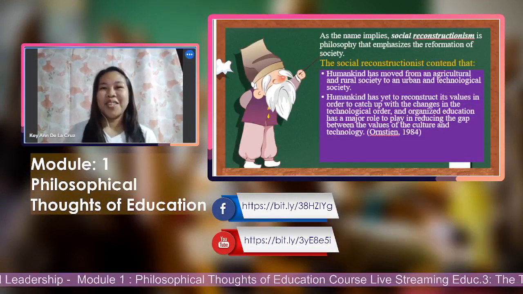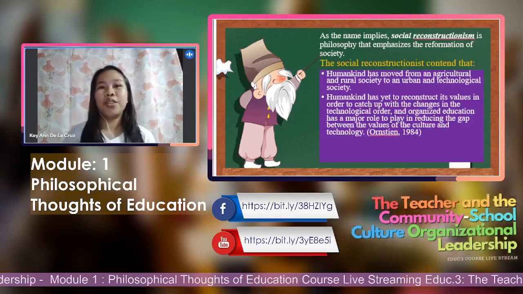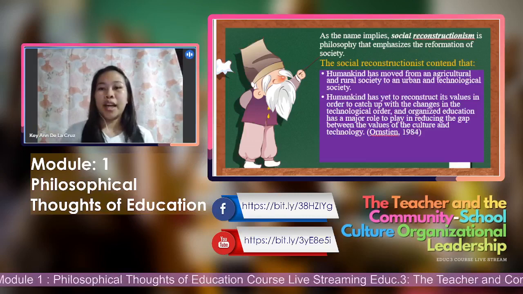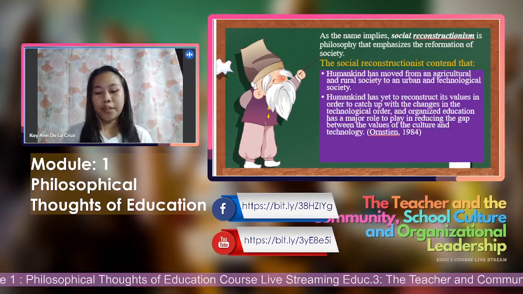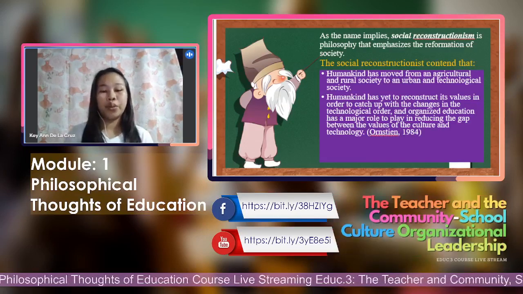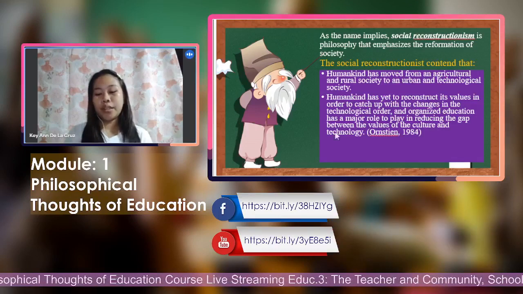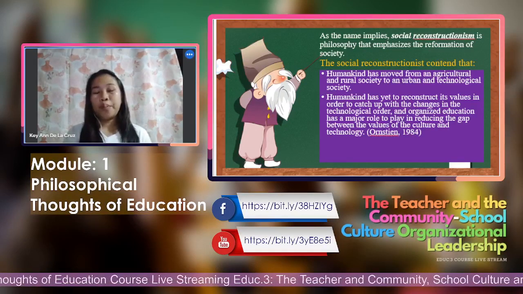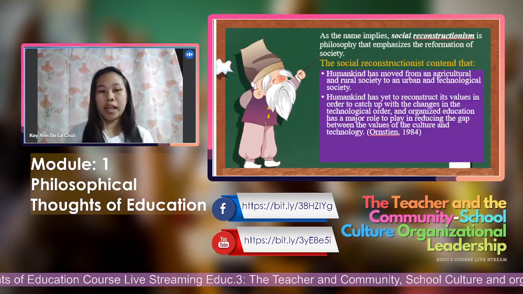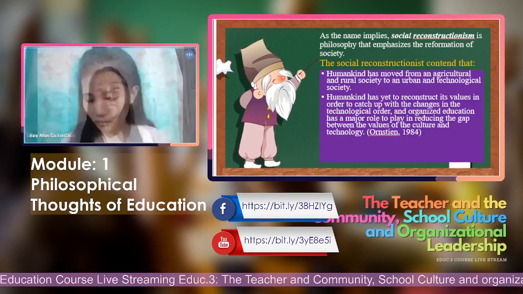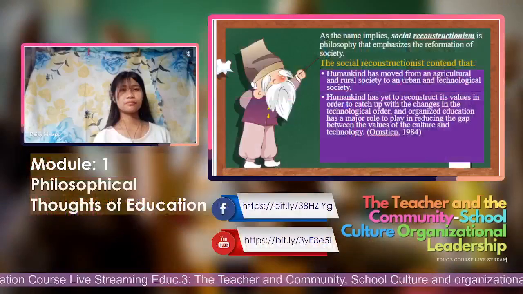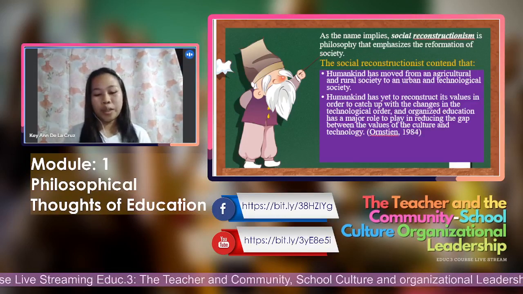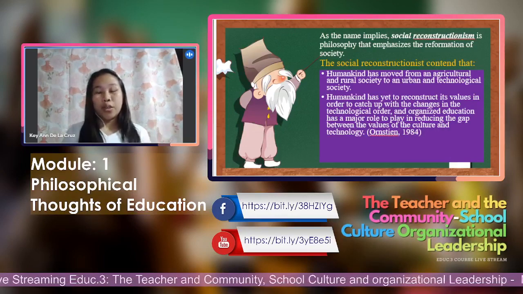kailangang gawin. Humankind has yet to reconstruct its values in order to catch up with the changes in the technological order, and organized education has a major role to play in reducing the gap between the values of culture and technology. Bramel recognized the potential for either human annihilation through technology and human cruelty or the capacity to create a beneficent society using technology and human compassion. Kasi sa pagkakaroon ng tama at maraming karunungan, ang mga tao ay makakaisip ng paraan upang masolusyonan ang gap between rural and urban. Halimbawa, makakaisip yung mga taga-rural area ng paraan upang makipagsabayan sa mga urban na lugar. Gamit ang kanilang kaalaman at natutunan, magagamit nila ito sa pagbuo ng solusyon sa gap.